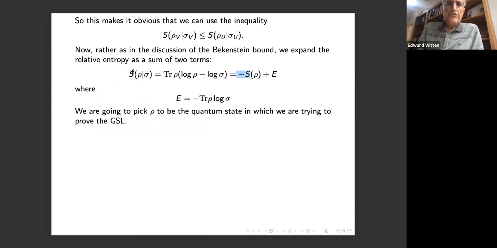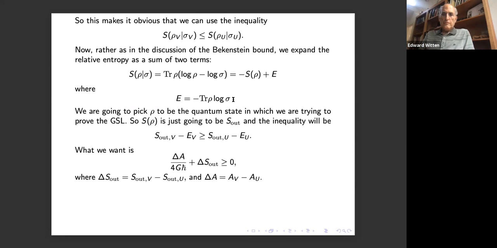So anyway, we write the relative entropy as the sum of two terms. One is minus the entropy of the state of interest. And the second term is minus the trace of the density matrix of that state times log sigma, where log sigma is something that will be chosen for convenience. So S of rho by definition is S out. S out by definition is the von Neumann entropy of the density matrix outside the horizon. And the inequality will be that S out at the cut V, minus E at V, is bigger than S out at U minus E at U.